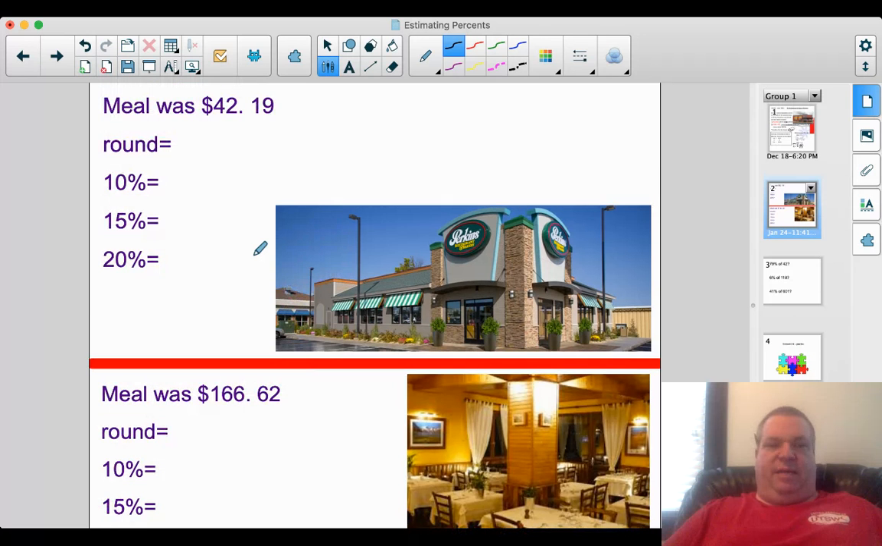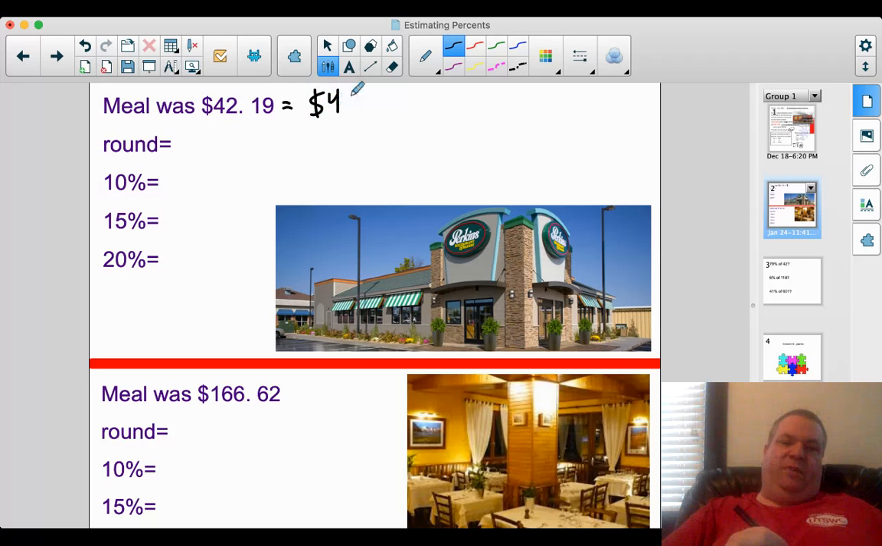All right, so let's look at this one. Let's say the meal was $42.19. The first thing you're going to do is round this to the nearest tens place. So if I look in the tens place, I have a 4. The number that comes after it is a 2. 2 tells me to round down. So this 4 stays a 4. $42.19 is more than $40, but less than 50, and it's closer to 40. So that's about 40.